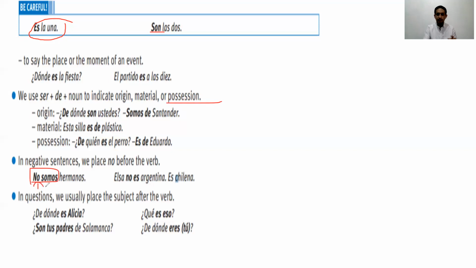You can find the negative version. No somos hermanos, we are not brothers. And Elsa is not from Argentina, it's from Chile. So we use it in that way. So the position is no, then followed by verb to be.